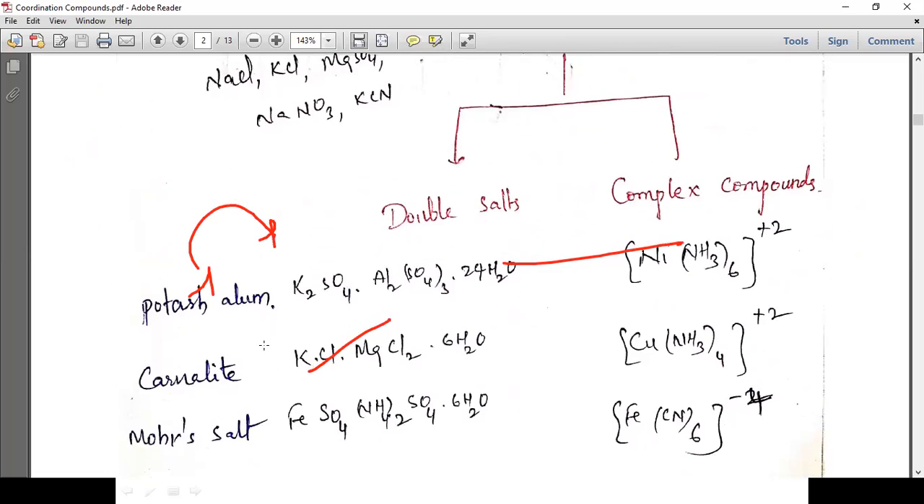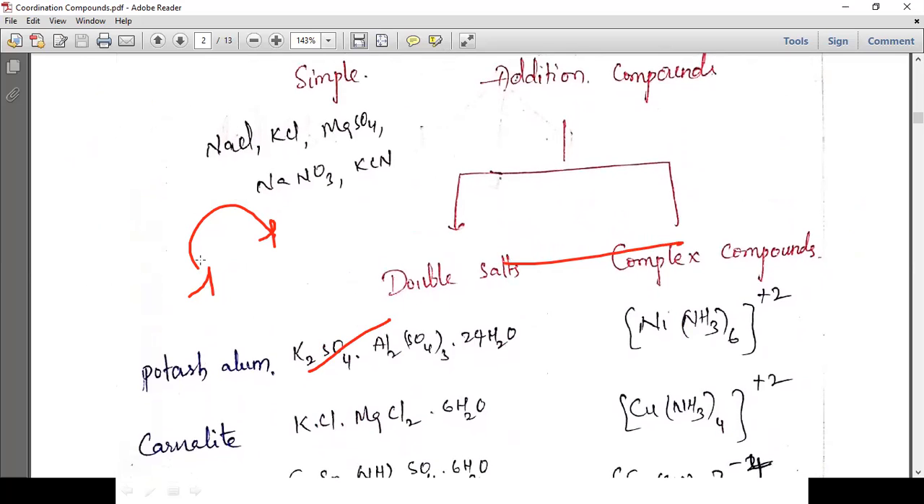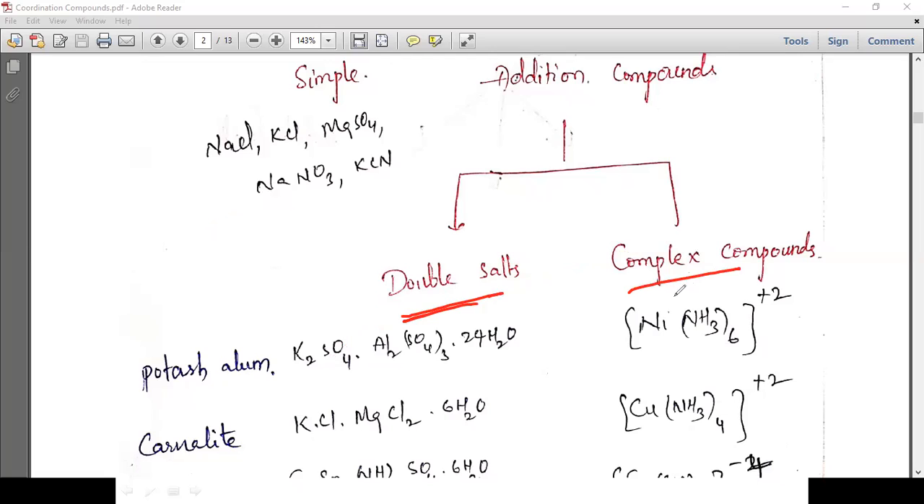Suppose we add two salts. When we add two solids, what happens? It will form two types of compounds. One is double salts and the other is complex compounds. This is our coordination compounds. I will explain how it makes coordination compounds. First of all, what is a double salt and what is a complex compound?